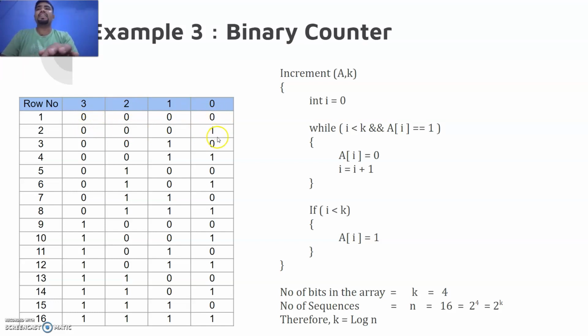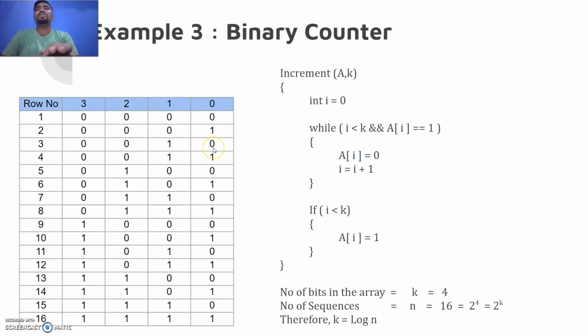Then we send the second array to this increment function, and as we see the first element is 1, we go inside the while loop, we change it to 0, and then we increment to the next index of the array. As this is 0 we come outside the while loop, because in the while loop we need it to be 1. As we come out we just change the value of it to 1. So you can see this 0 has been changed to 1. So the third row is the output of the second row.